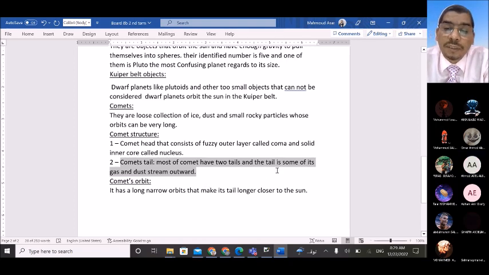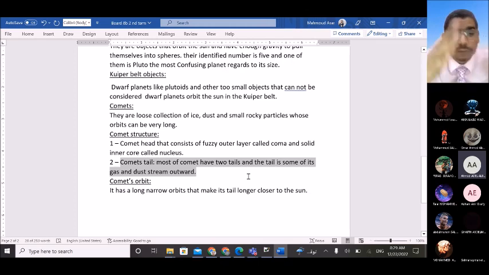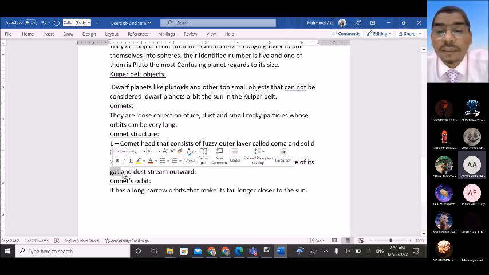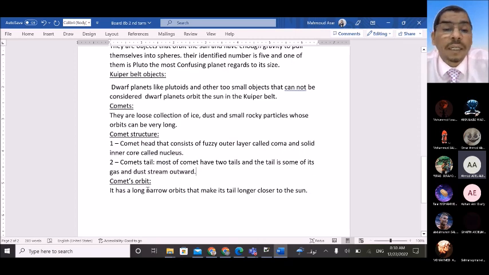That's good. So what's the main structure of the tail? The structure. Now, if you read science, you have to stop at every word. Here you have the structure of the tail, which is dust and the gas. Dust and what? And the gas.